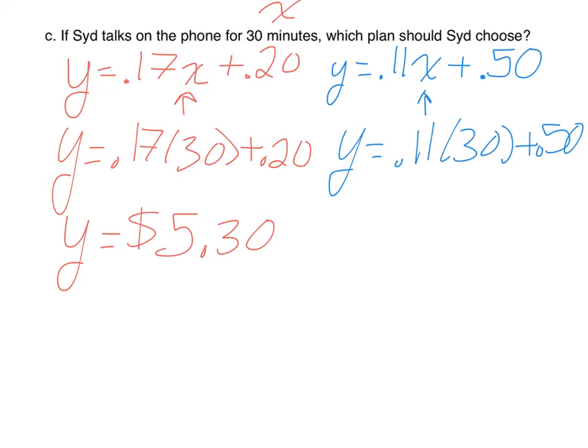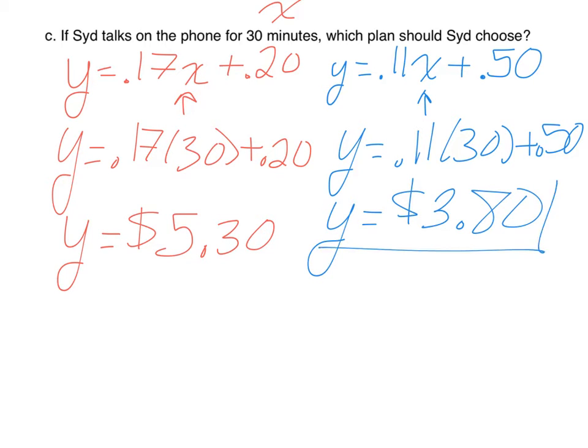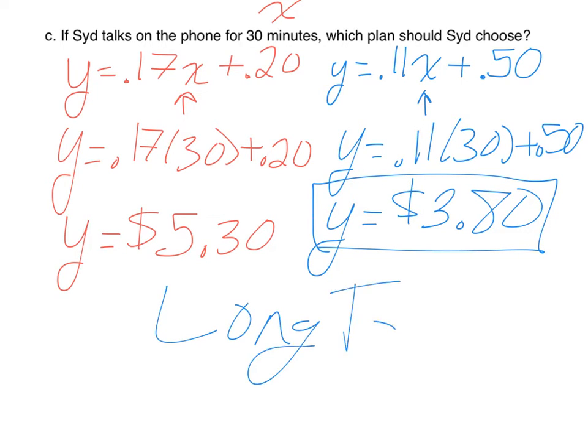So we have 30 in for the long talker plan, and when we do 0.11 times 30, we should get 3.30. Add that 50 cents to it, and we will get $3.80. So clearly, this is the better plan for that amount of talking.